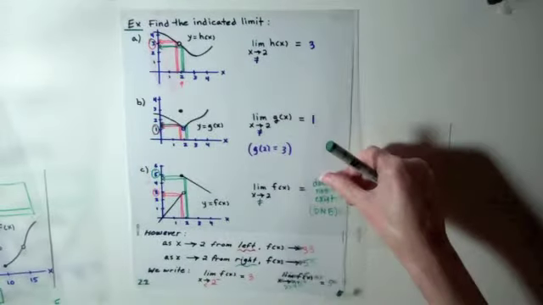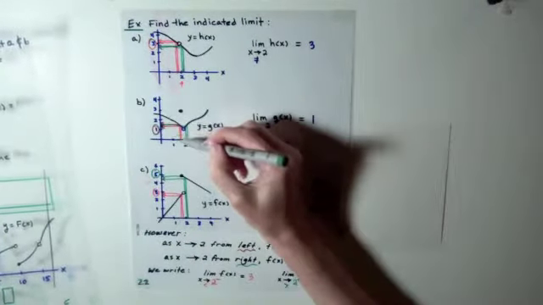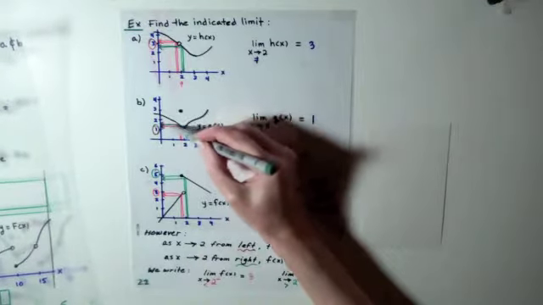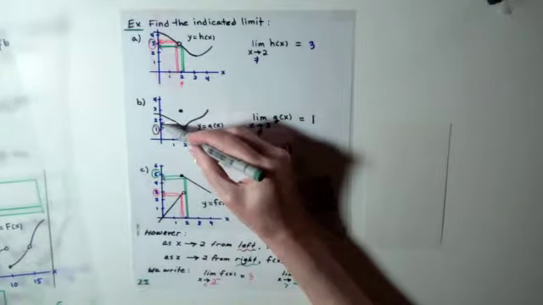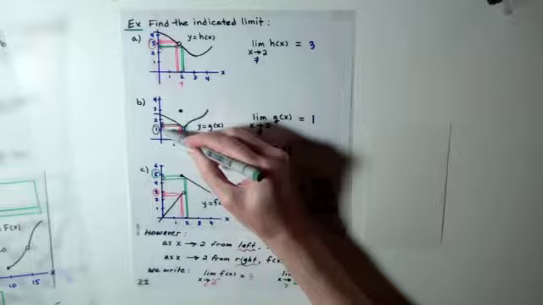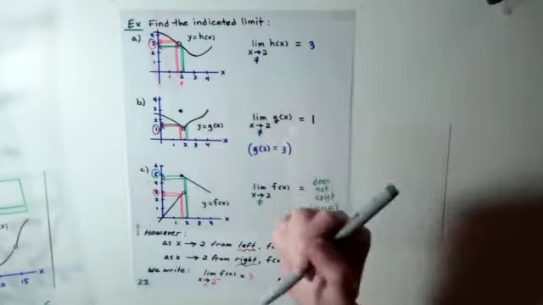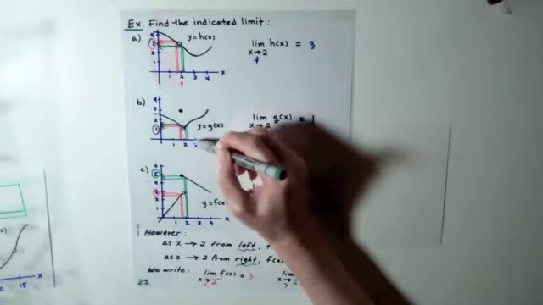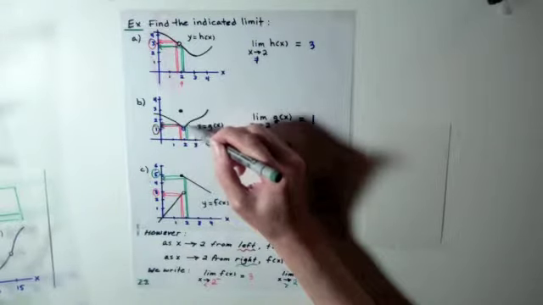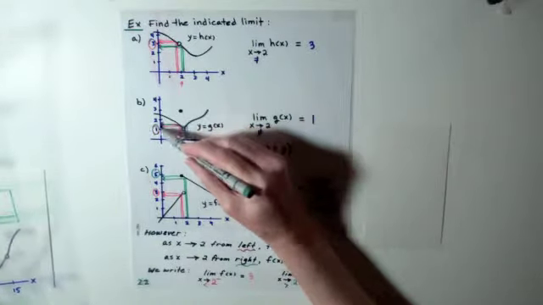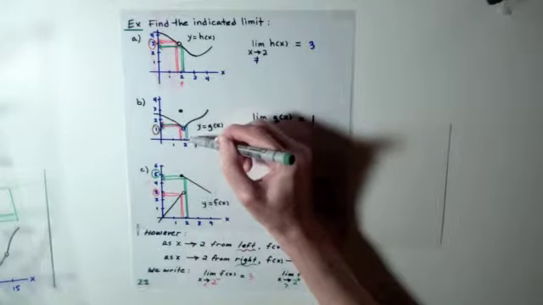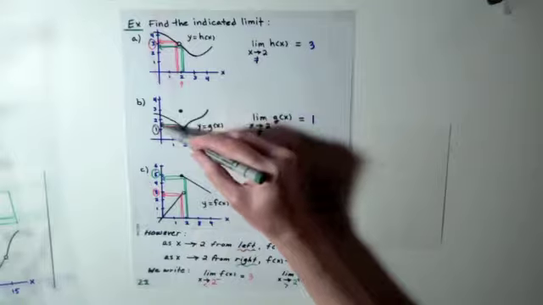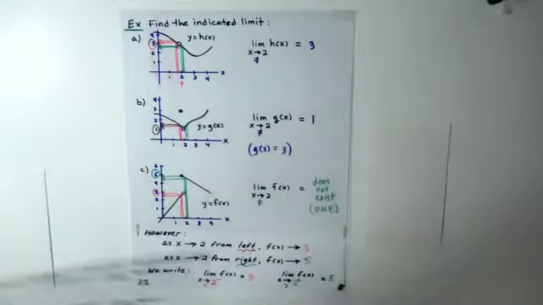Remember that in this second picture, if we get close to 2 from the left, the outputs were getting closer and closer. They were marching down towards the number 1. So the limit from the left would be equal to 1. If we approach 2 from the right, the output values were also getting closer and closer to that number 1. So the limit from the right side is also equal to the number 1.